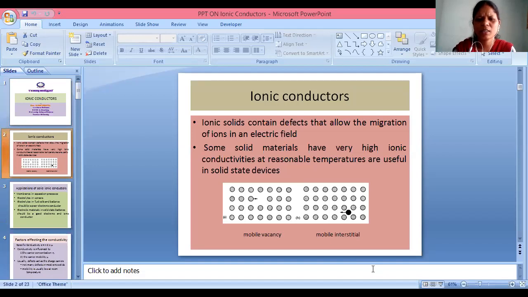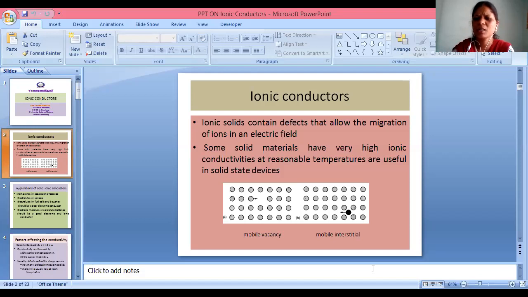See, ionic conductors means ionic solids contain various kinds of stoichiometric and non-stoichiometric defects. In other units, you are studying this in Unit 2. And these ionic solids contain defects that allow the migration of ions in an electric field. Some solid materials have very high ionic conductivities at reasonable temperatures and are useful in solid state devices.